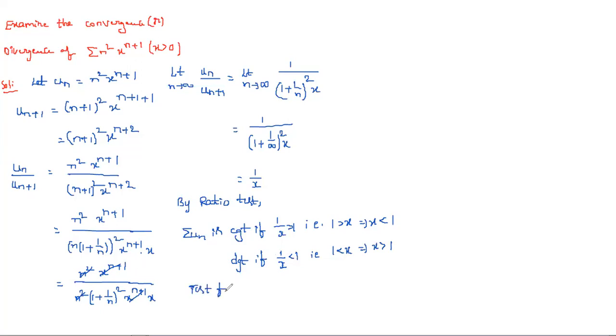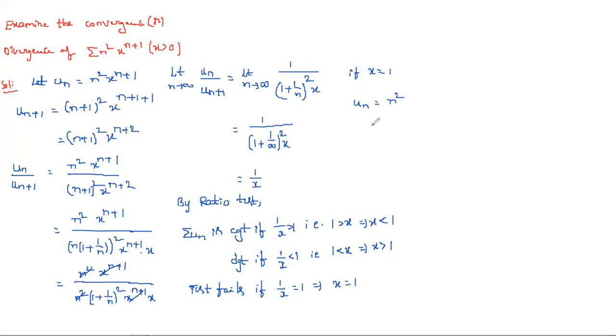And next one, test fails if 1 by x is equal to 1, which implies x is equal to 1. So here the test fails, and again we need to check whether it is convergent or not. Now if x is equal to 1, what about un? un is equal to n square, because 1 power anything is 1.